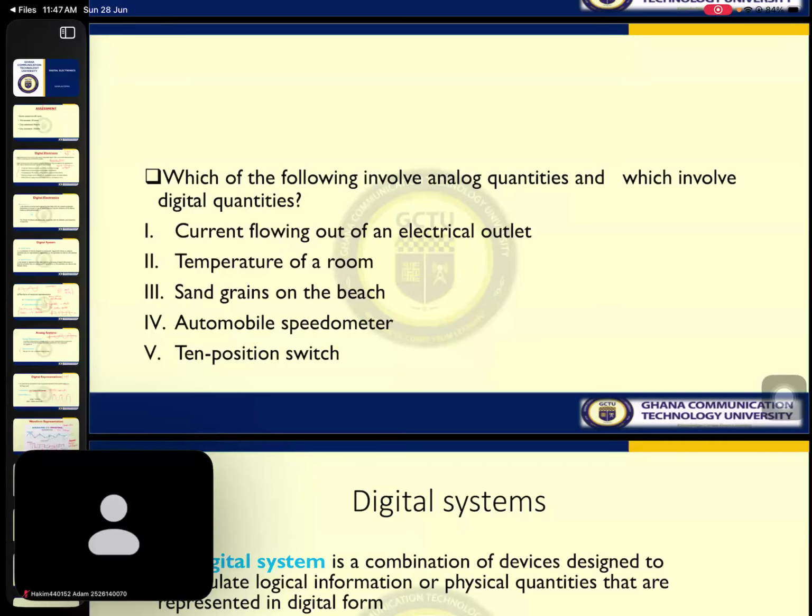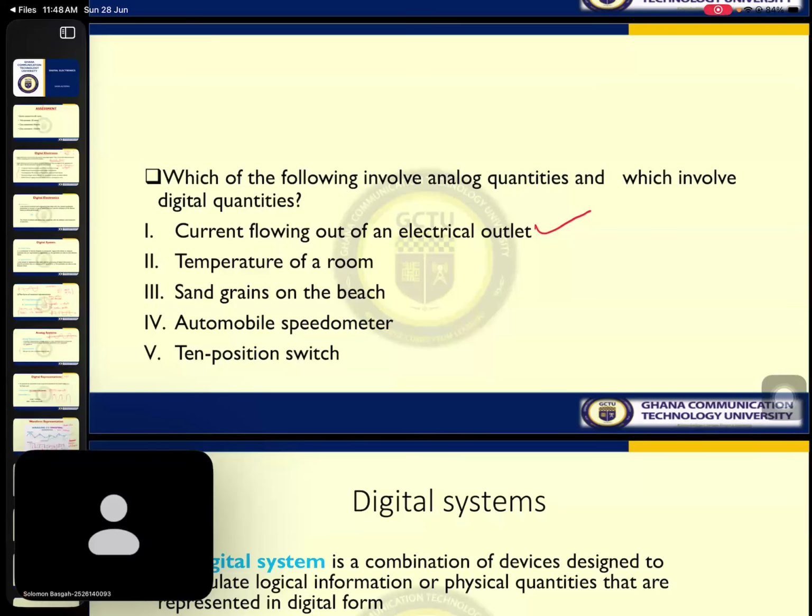When you mention any answer, you need to be able to justify it by giving the reason why you feel it is analog or digital. Let's come to the first one: current flowing out of an electrical outlet. Is it analog or digital?